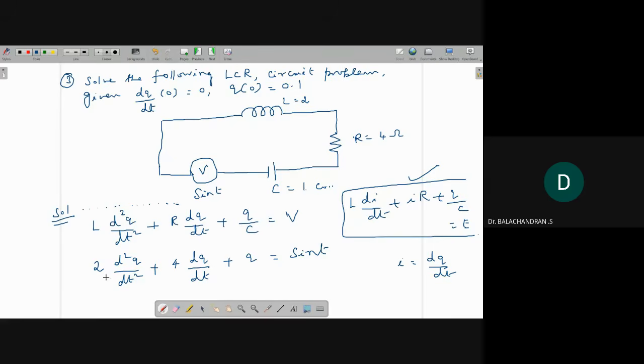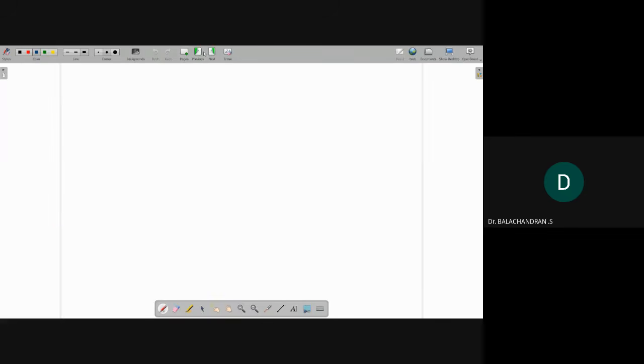Okay, sin theta. Now you can write this: d square by dt square is d square. So 2d square plus 4d plus 1 into q equal to sin t. So you can write it like this, where d square equal to d square by dt square.